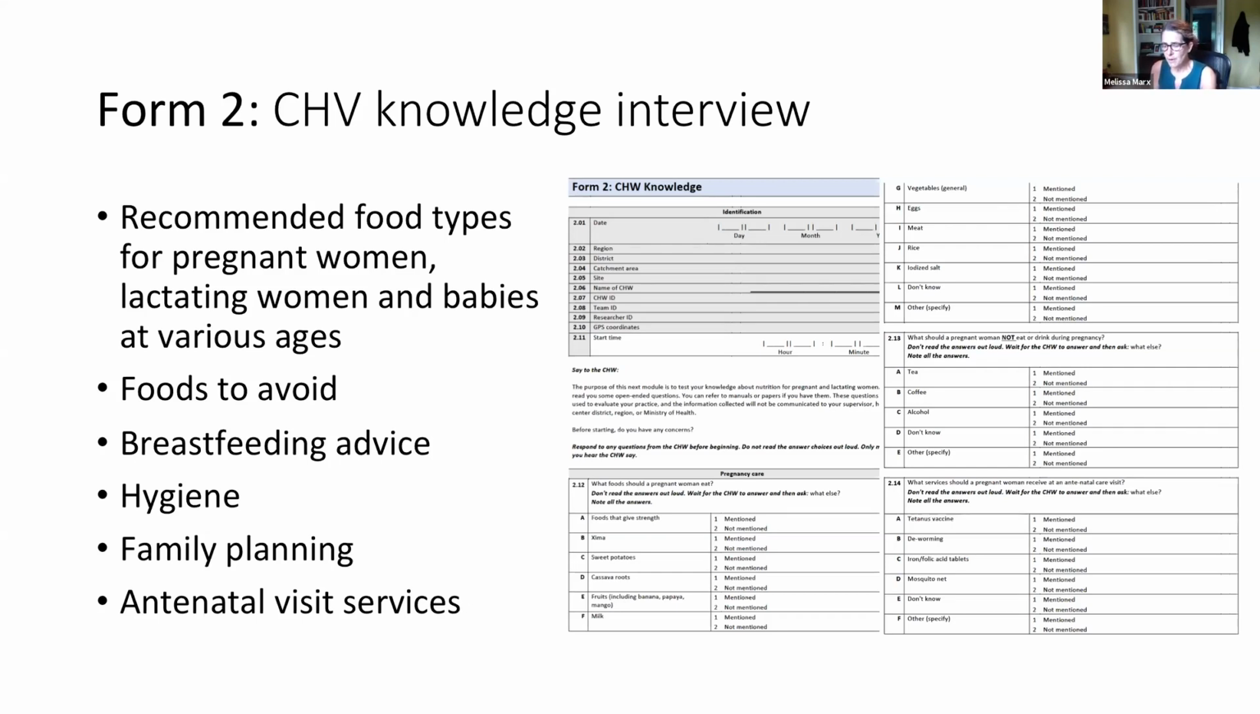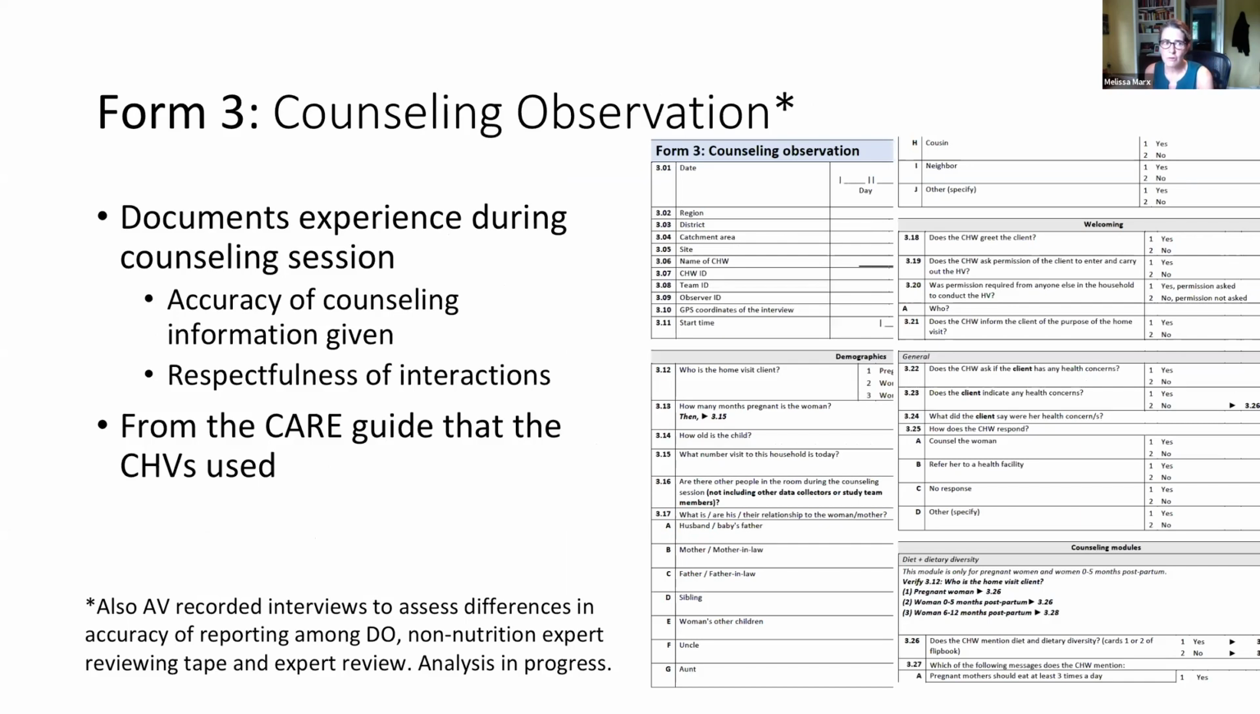And when we break out in a moment, I'll ask you to peruse this and see. This is the format of those knowledge interview questions. So form 3 is the counseling observation. And the counseling observation, I think all of you may have been on the interpartum evaluation, and some of you were on the ICCM and some on the family planning.